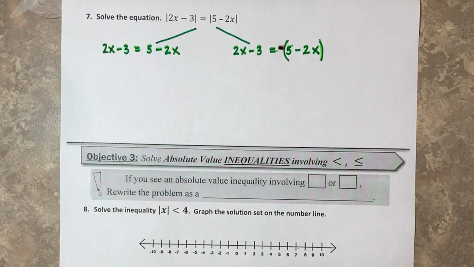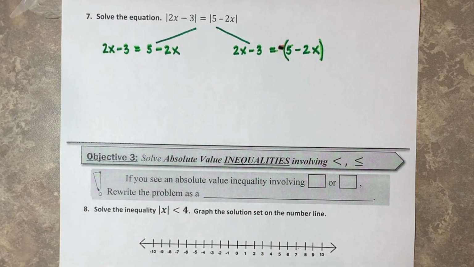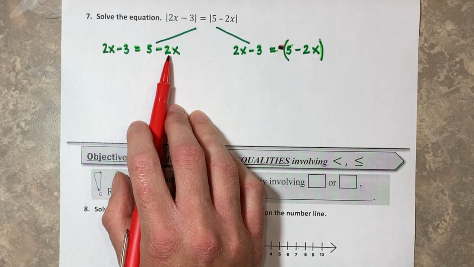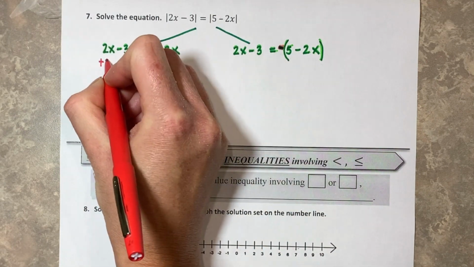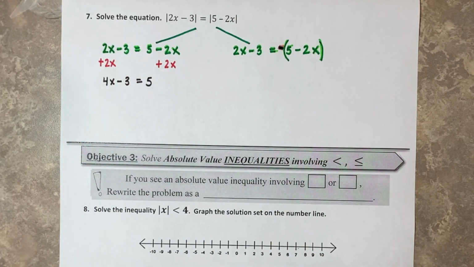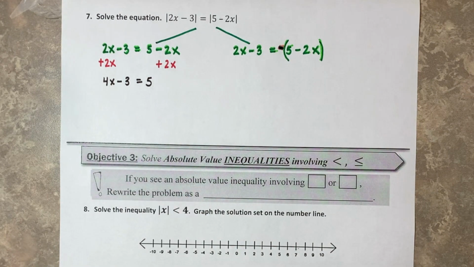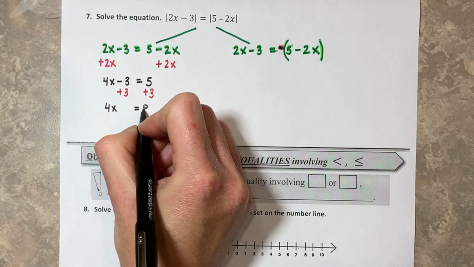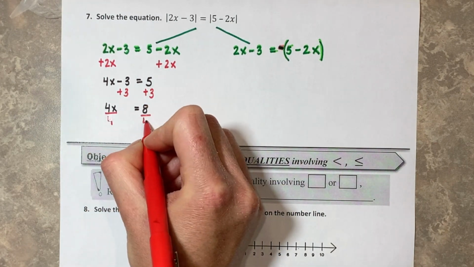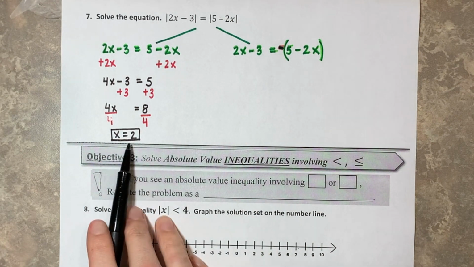Now we can go ahead and solve these two equations. I'll start with the equation on the left. We like to get x on only one side of the equal sign. So I'm going to start by adding 2x. Now x appears on only one side of the equal sign. Now we'll proceed to isolate this x. And we get the answer x equals 2.